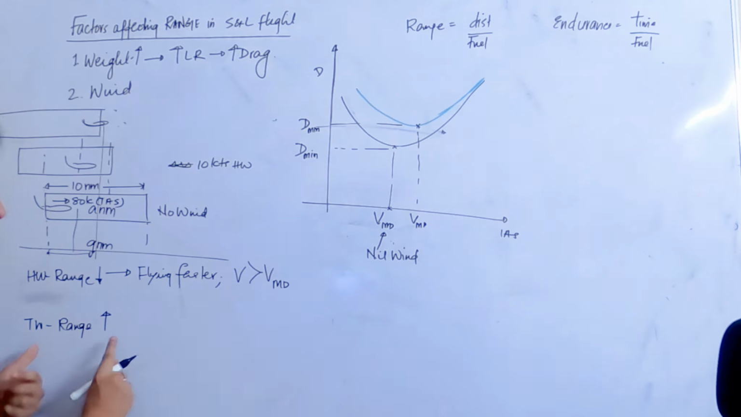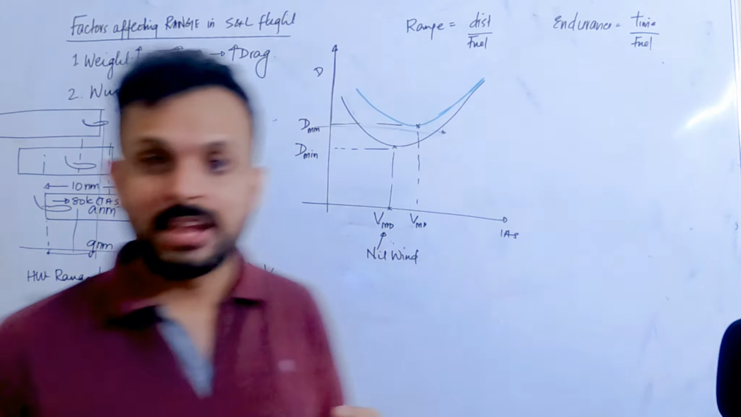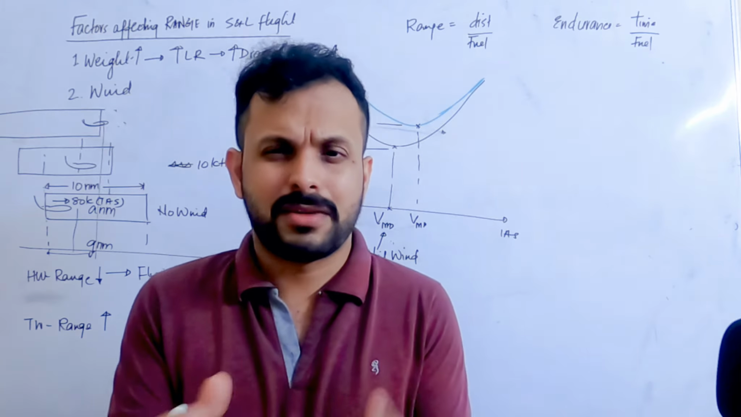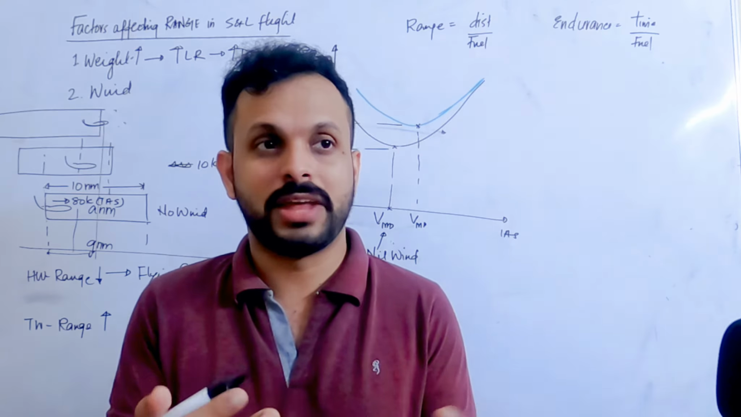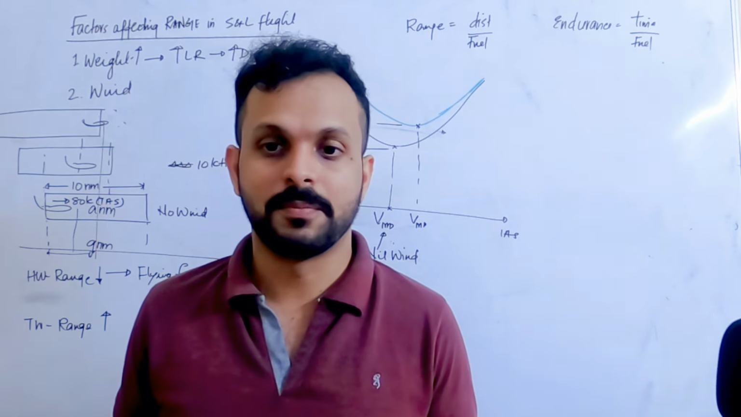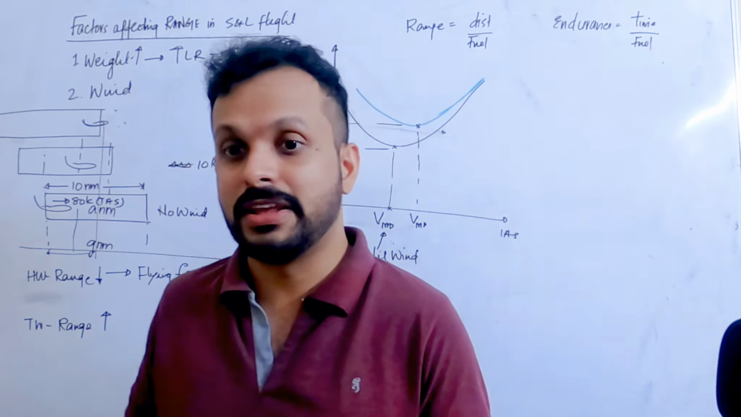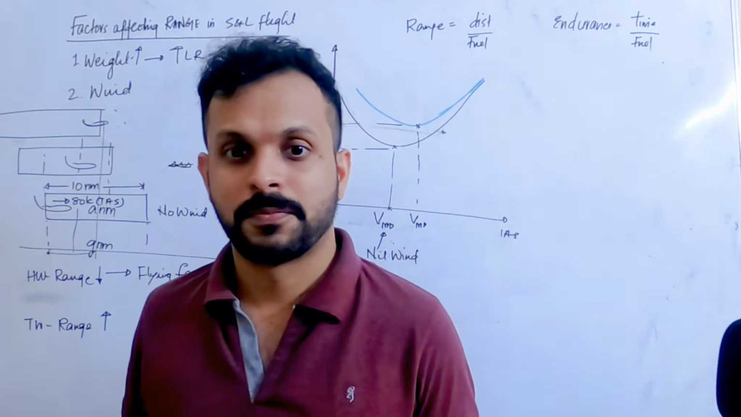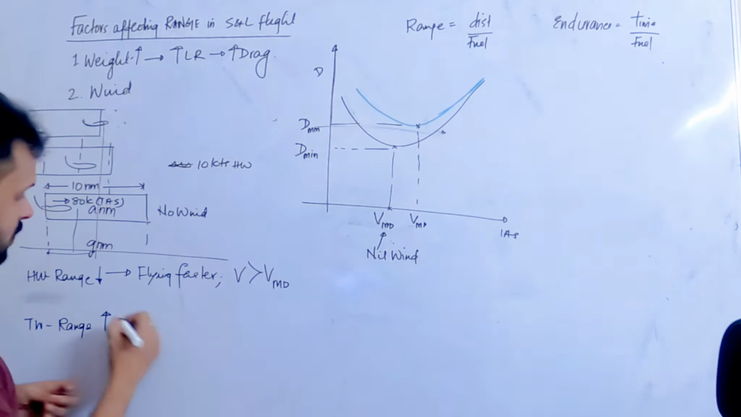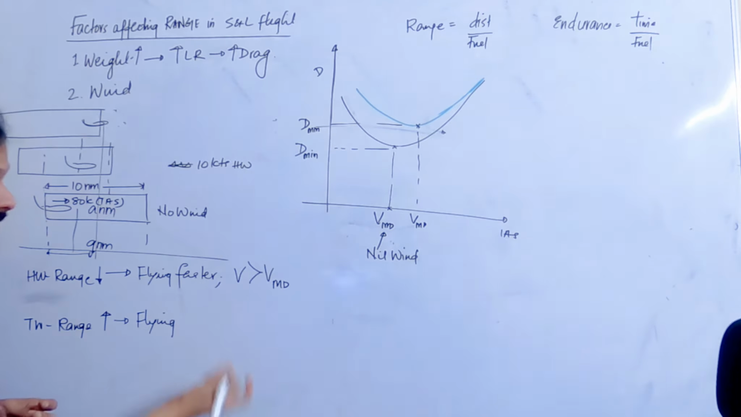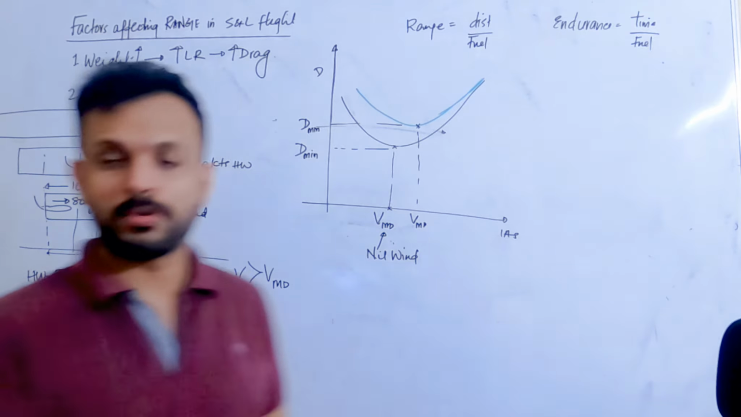Similarly, if you think about tailwind, the tailwind is going to increase your range anyway. But we just don't want that. We have to take advantage of tailwind. We have got tailwind anyway. So how will you maximize the effect of tailwind? How can you use tailwind and increase the range even further? By flying faster on the edges. No, that's the thing. See, when you fly faster, that's the problem.